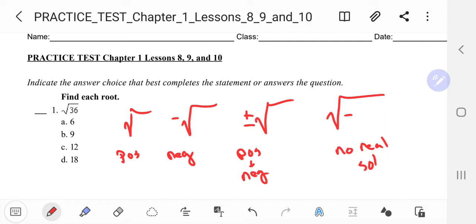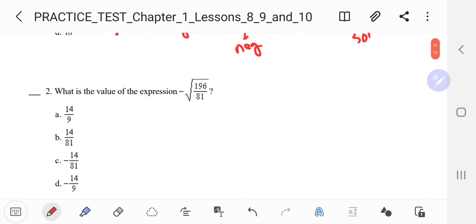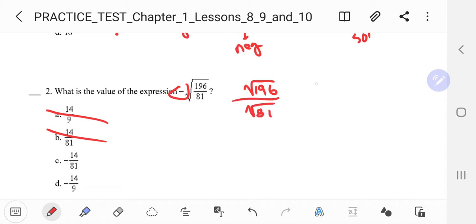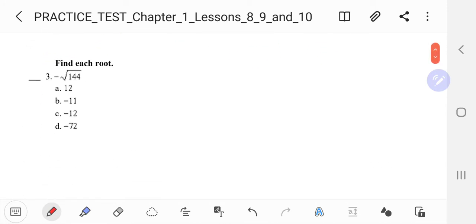All right, so that's just asking for the positive square root, so it's 6. And we're moving on to this one. Now, this is asking for the negative square root. So we want to get rid of those right off the bat. And then how do we find the square root of a fraction? We take the square root of each individual part, the numerator and denominator, and we get 14 over 9. So 14 ninths, where is it? Negative 14 ninths, bingo.